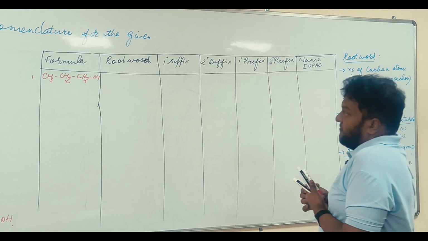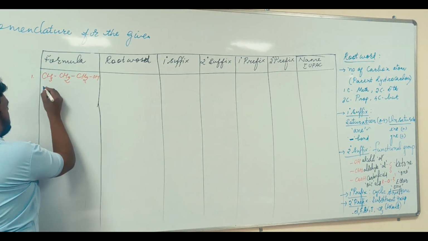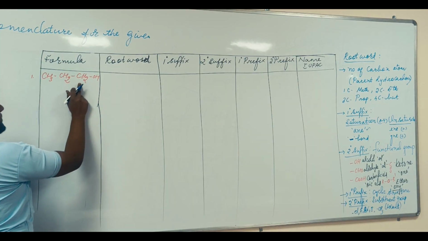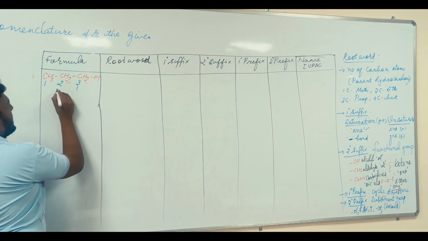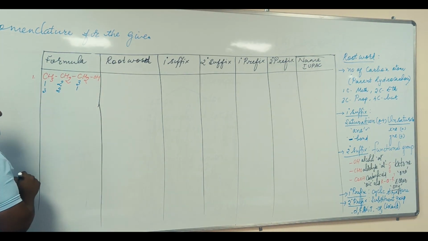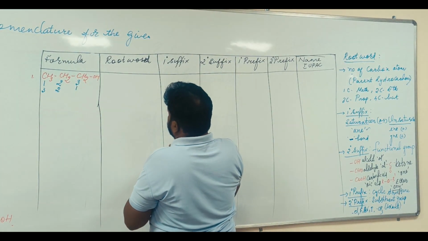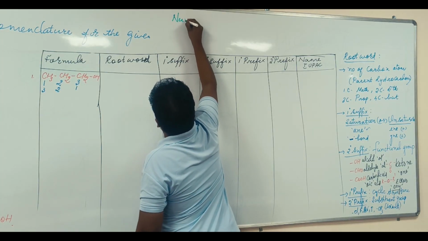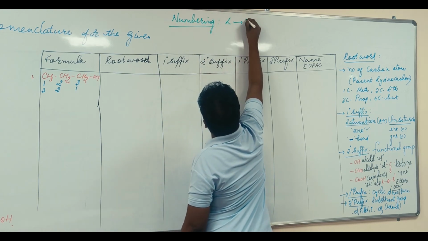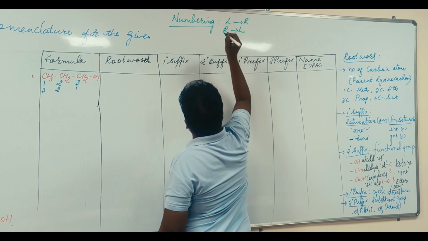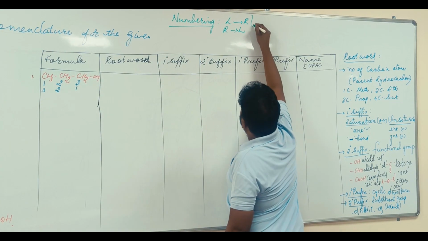Now for this compound, we go to the root word. For the root word, check the number of carbon atoms. How many carbon atoms are there? 1, 2 and 3 carbon atoms. So here also 1, 2, 3 carbon atoms. We have to give the numbering. That is also an important rule. How do we have to give the numbering? The numbering has to be given from left to right, and also from right to left. However it may be, we have to give the number both ways. Why do we have to give the number?